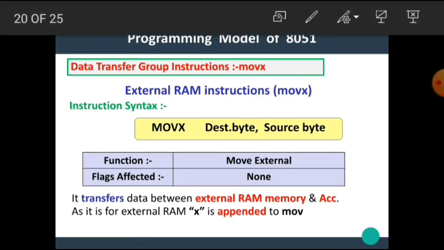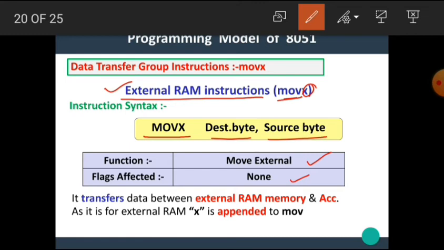Now the next type of instruction is the external RAM instruction. When we use the external RAM instruction, we use X with the move instruction. Hence its syntax becomes MOVX destination byte, source byte. Its function is move external. No flag is affected in this instruction.